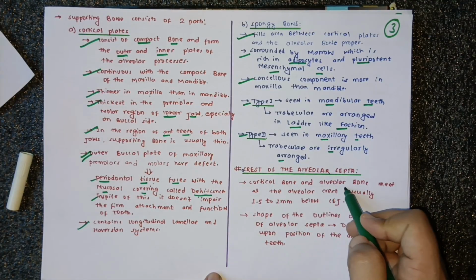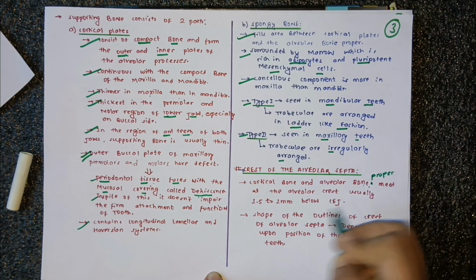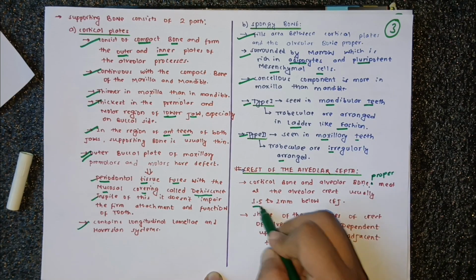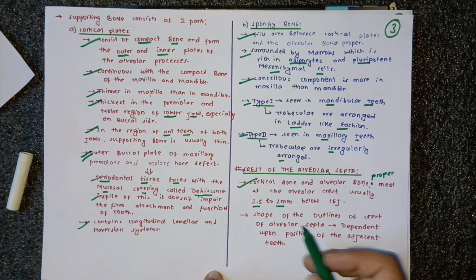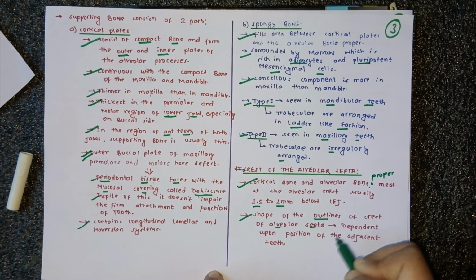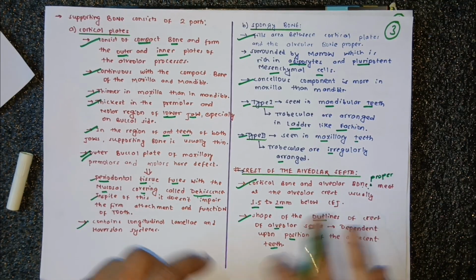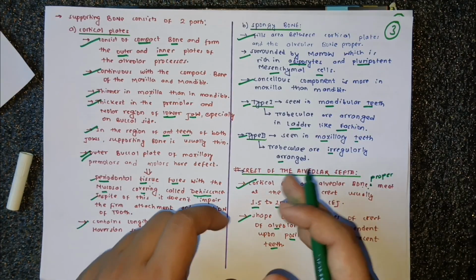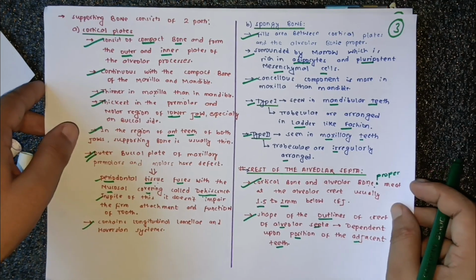The cortical bone and the alveolar bone proper meet at the alveolar crest, usually 1.5 to 2 mm below the cemento-enamel junction. So you should learn this. After that, the shape and outline of the crest of the alveolar septa is dependent upon the position of the adjacent teeth. So the adjacent teeth position determines the shape and outline of the crest of the alveolar septa.